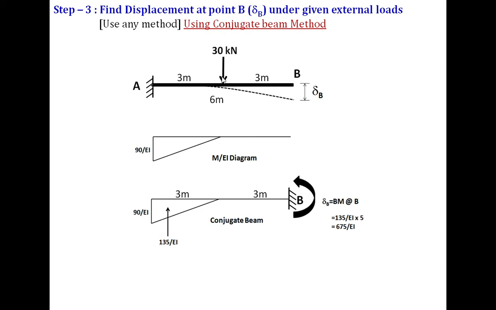As a next step, we have to find the displacement at this point due to the external load. The load can be any, here it is 30 kN. So we want to find this delta B here. We can use any method, whatever method we know. Let's apply the conjugate beam method to find this delta B.